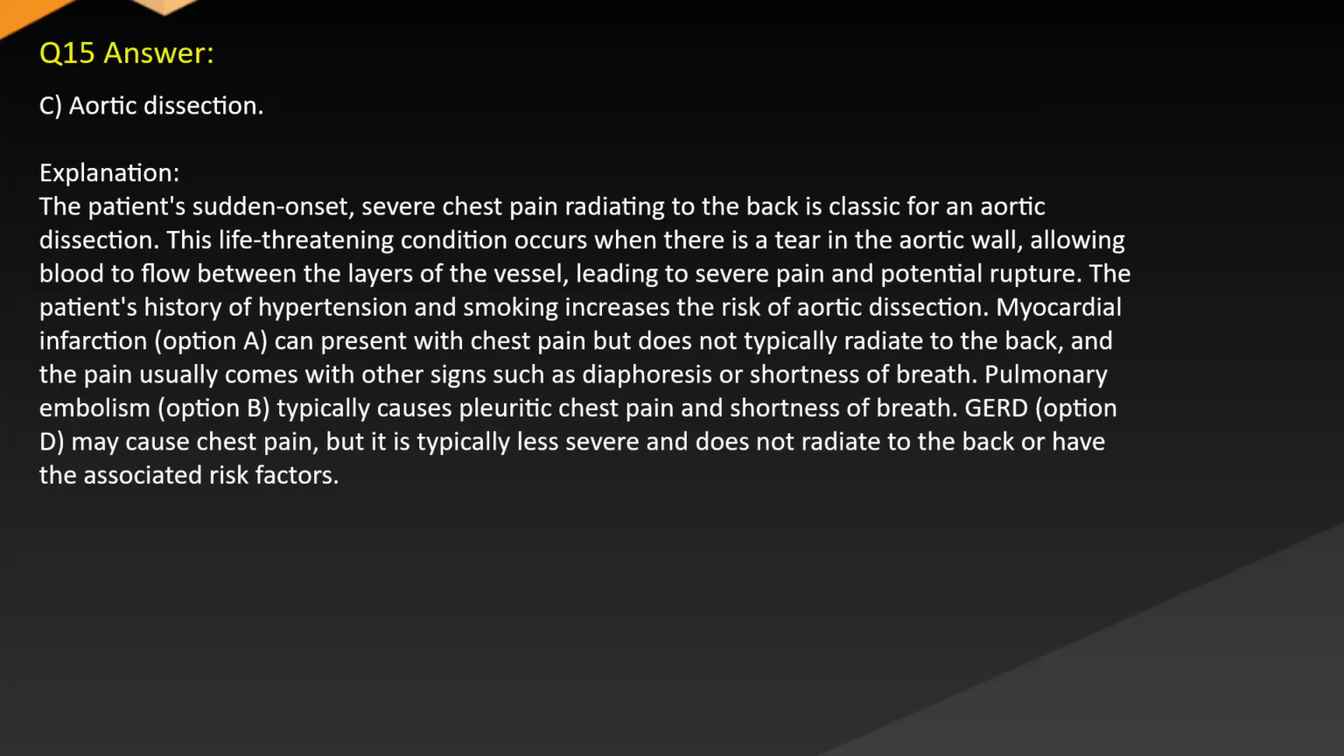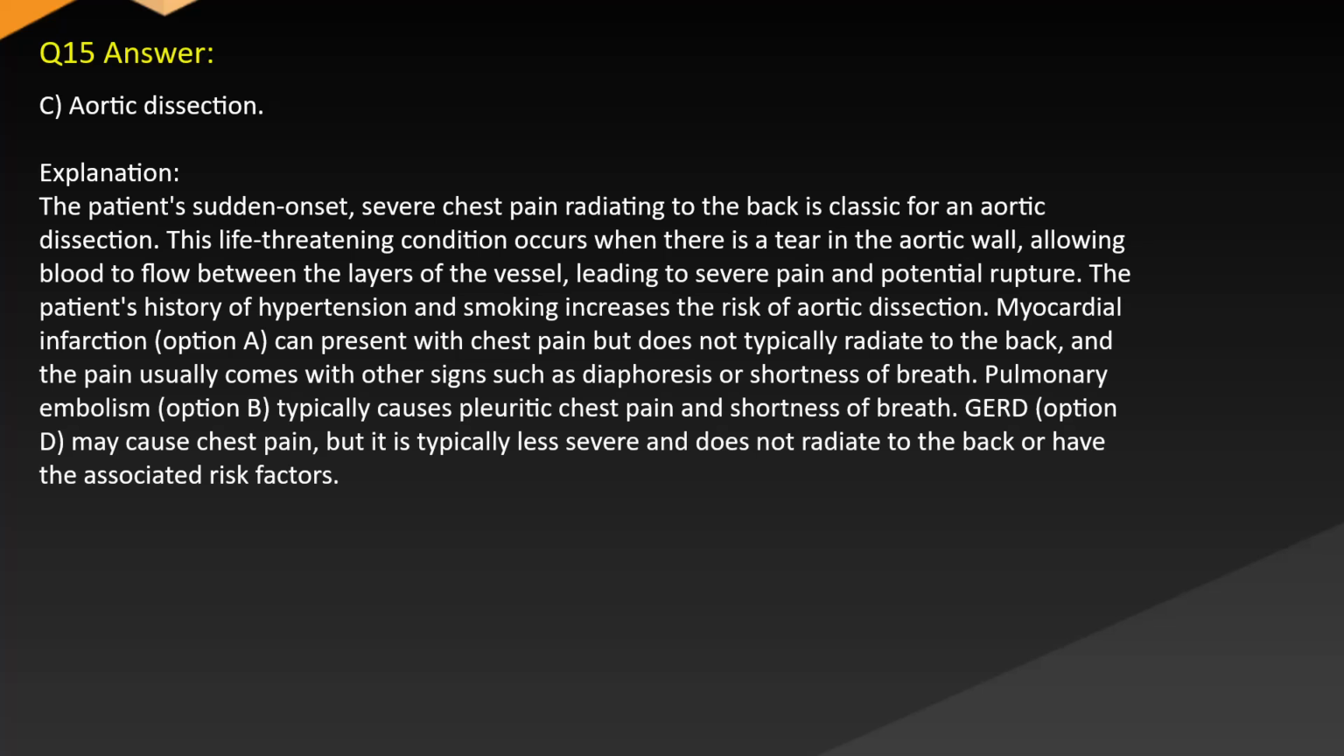Answer: C. Aortic dissection. Explanation: the patient's sudden onset severe chest pain radiating to the back is classic for an aortic dissection. This life-threatening condition occurs when there is a tear in the aortic wall, allowing blood to flow between the layers of the vessel, leading to severe pain and potential rupture. The patient's history of hypertension and smoking increases the risk of aortic dissection.